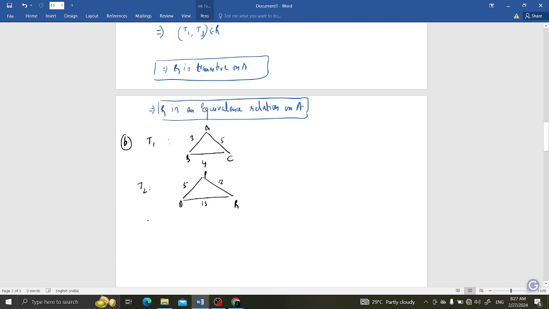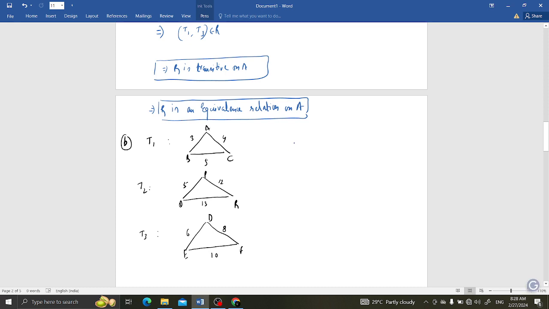Okay, this one also you can take here 5, 3, 4, 5. T3 is D, E, F, I assume, and the sides will be 6, 8, and 10. Now here you can observe that, recall the definition of similarity.